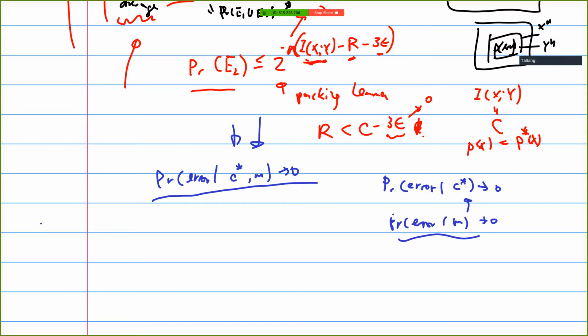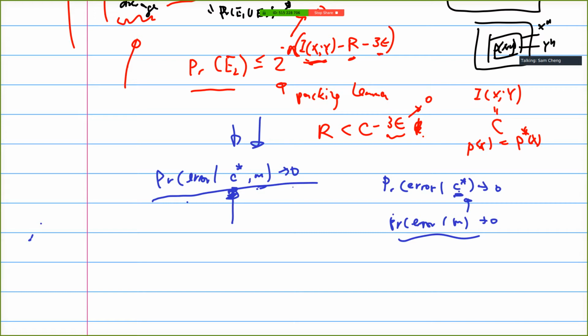Meanwhile, C star is a limit to the channel capacity. Oh wait, this is not the capacity. This is a codebook. That's a different codebook. So I have a different codebook here. I want to say that eventually I am able to find a codebook C star, and for any message M, the error is going to go to, sorry, going to 0.